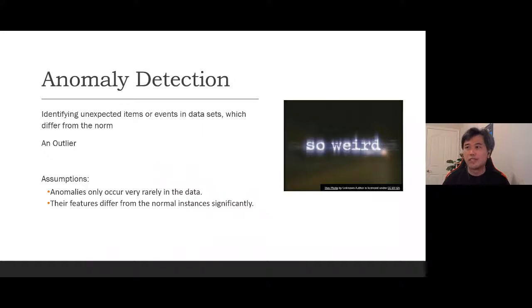We live in unprecedented times, especially now with COVID and all that. It's an outlier. It's not something we're used to. There's that new normal, right? All of us have to adjust to this new normal that we live in because of the pandemic. And so the assumptions for anomaly detection are that it very rarely occurs in the data and also differs significantly from normal instances.